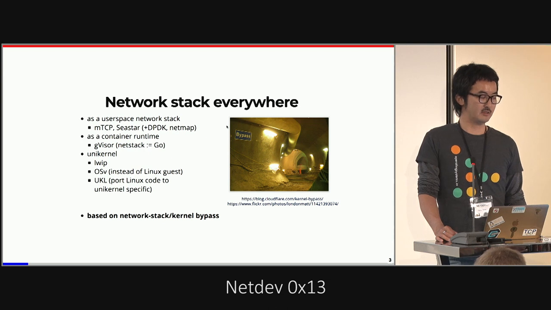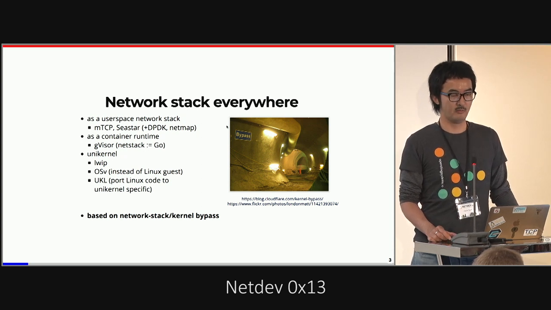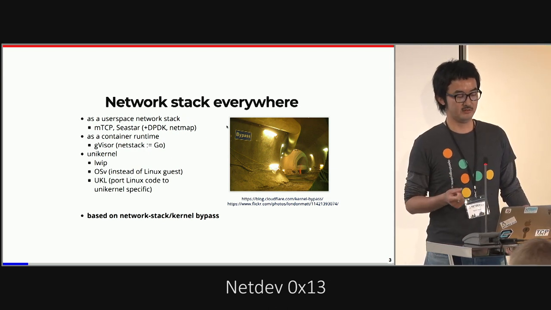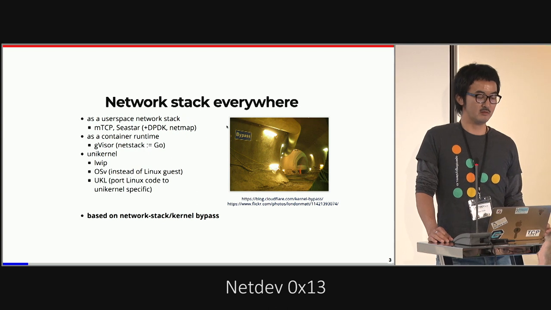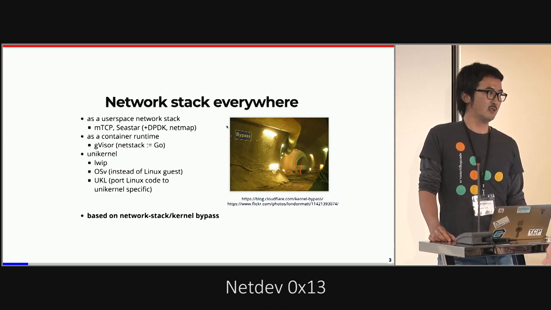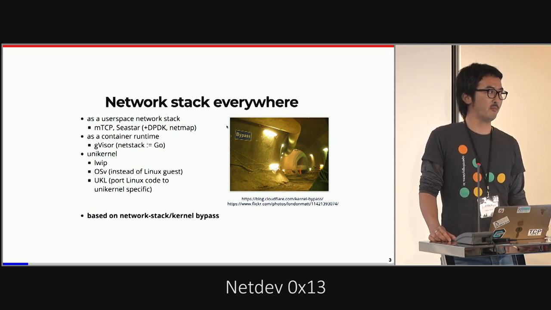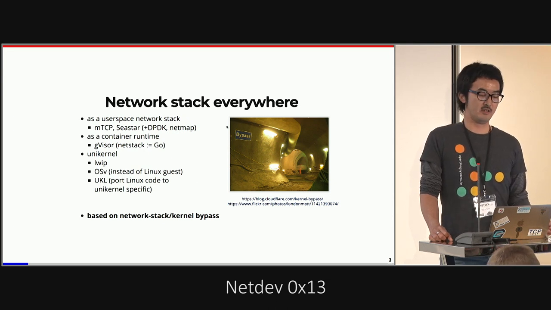And another example is a network stack implementation in the unikernel. The unikernel is a single address space, single process model operating system, which is useful for the guest operating system in the cloud environment. And there are so many academic papers implementing this kind of unikernel technology. lwIP, which is one of the network stack implementations, is popular software used by this kind of project. Another project using its own network stack implementation is OSv.